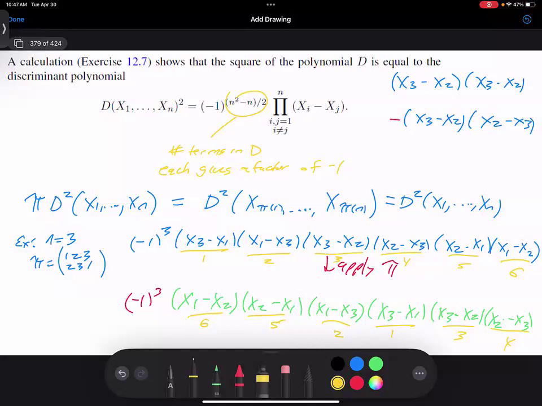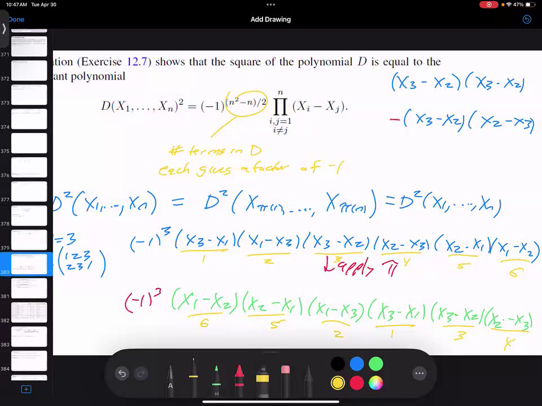So when I applied pi to D squared, I got back D squared. And it makes sense because if you look at it, I've got the product over all distinct pairs. And so when I apply any permutation, I'm not really changing the product. I'm just changing the order in which I write the factors. Why don't I want to allow an i to equal a j? What would happen if an i equals a j? Yeah, everything is 0, and I'm not going to get anything from analyzing it.